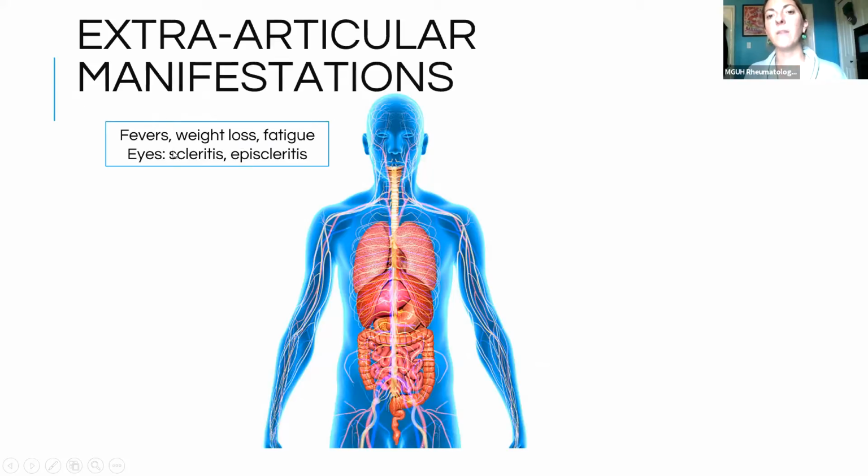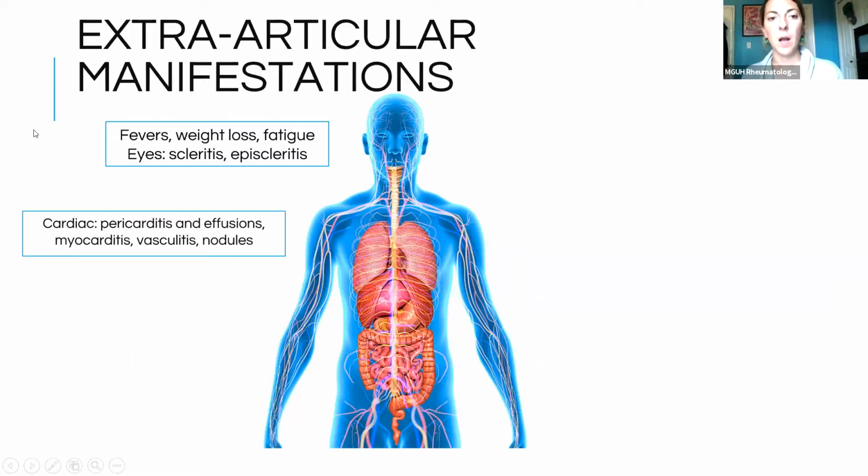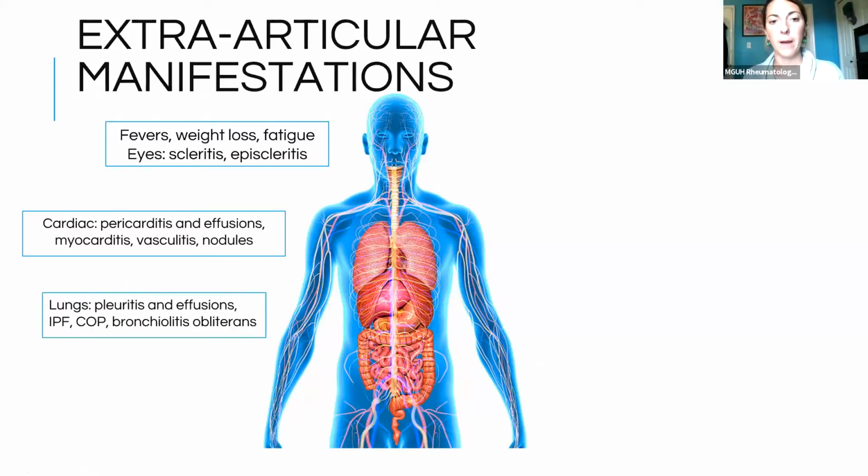So in a very general sense, certainly you can have fevers, weight loss, and fatigue, but you don't necessarily have to have those. Scleritis is probably the most common extra-articular manifestation of RA that I actually see. And sometimes that is aggressive enough that that is really what drives the treatment. Episcleritis can occur as well. Cardiac-wise, you can have pericarditis, myocarditis. You can get a rheumatoid vasculitis that involves the heart, and you can get nodules in the heart tissue itself. Pleuritis and effusions have certainly been described.